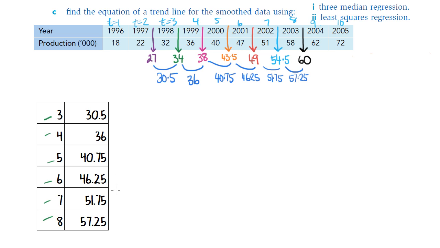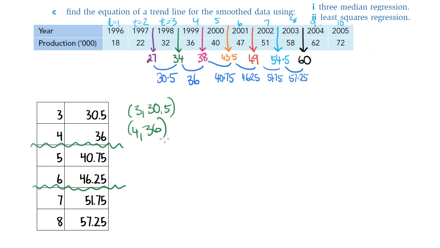Okay, that's perfectly divisible by 3. I'm going to split them into 3 groups of 2. So there's the first group, and there's the second and third groups. Now I need to find the median vertically and horizontally for each of these coordinates. Here I've got coordinates 3, 30.5, and I've got 4, 36.